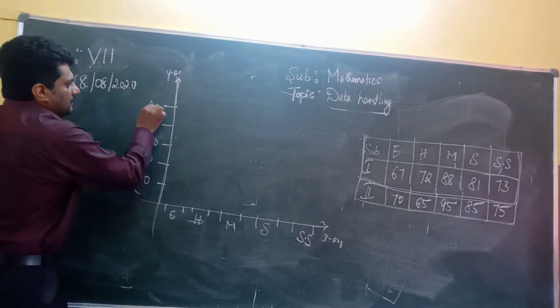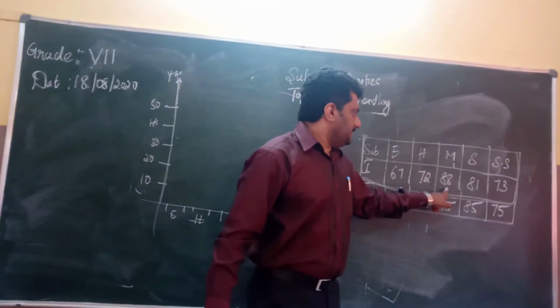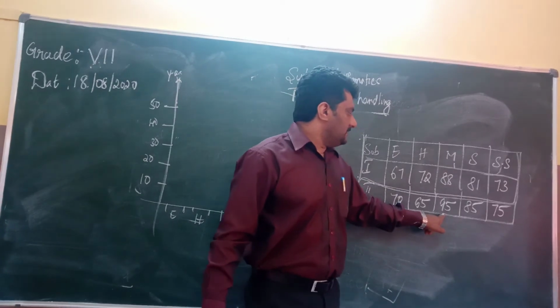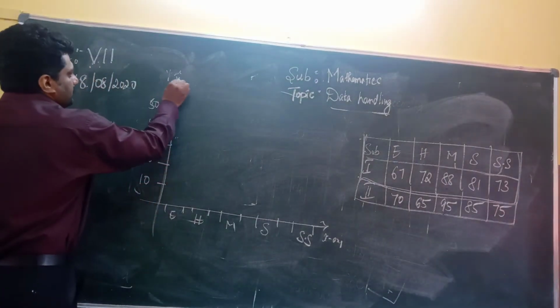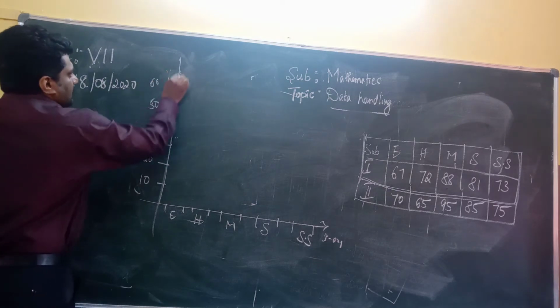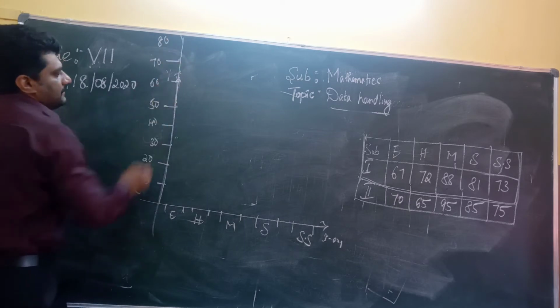Now here, for the numbers, each box you can take as 10, 20, 30, 40, 50. What is the highest you see here? 88 is the highest, and then down we have 95. So you can take it up to 100. 60, 70, 80, and goes on.